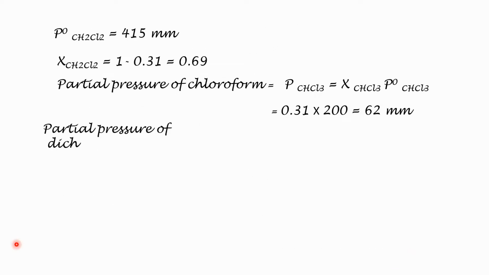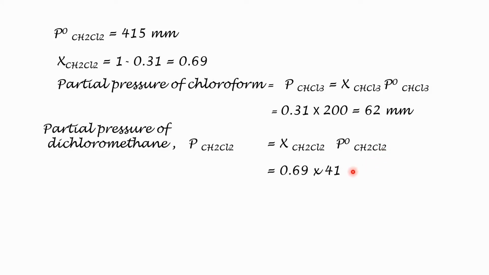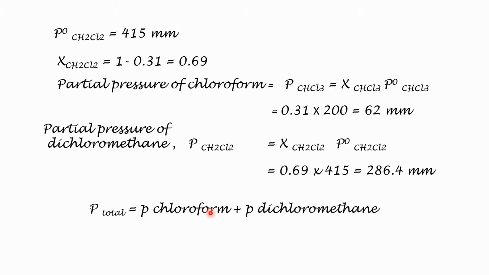The partial vapor pressure of dichloromethane will be equal to mole fraction of dichloromethane into the pressure of pure dichloromethane. This will be equal to 0.69 is the mole fraction and 415 is its vapor pressure in the pure state. This gives you 286.4 millimeters. Therefore, the total pressure will be equal to partial pressure of chloroform plus partial pressure of dichloromethane. So this will be equal to 62 plus 286.4 equals 348.4 millimeters of mercury.